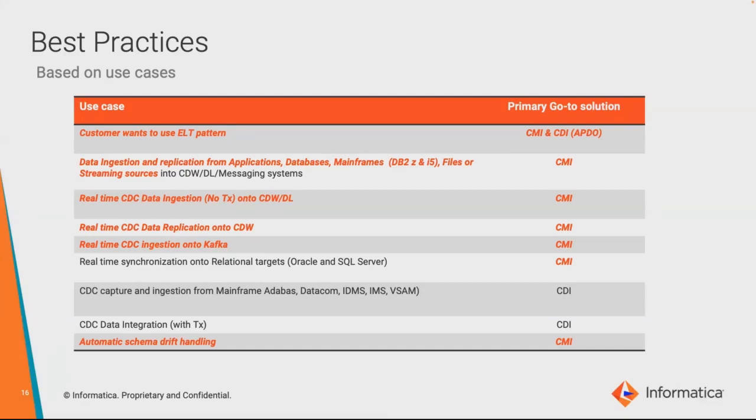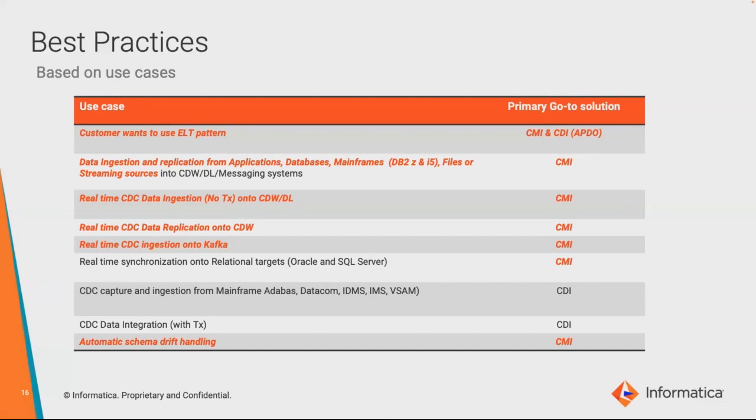One of the important lines I wanted to draw over here is, if you see use cases where you have transformations to be done, then ideally CDC data integration along with transformations, if that's the use case, then ideally CDI is something which one should be going ahead with. And then if you are talking about capturing data from mainframe, IDMS, IMS, or VSAM kind of a system, CDI is something which you should be using, because we don't have support right now on the CMI side. So that would be a go-to choice for such use cases.